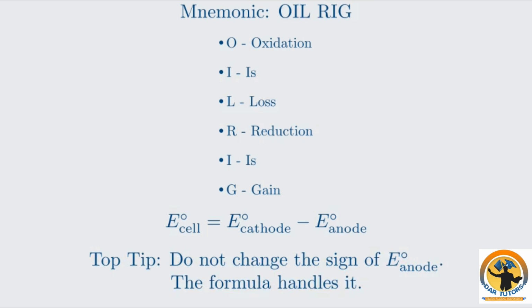A critical top tip for your IB exams: do not change the sign of the anode's standard electrode potential in the calculation. The negative sign in the formula E0 cathode minus E0 anode accounts for the sign change automatically. In other words, if the potential for a reduction reaction is negative, like that of magnesium, you substitute that negative value directly into the formula. The formula handles the sign conversion for the oxidation that occurs at the anode.